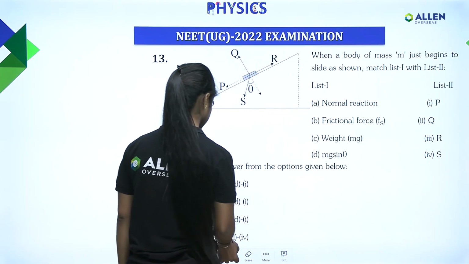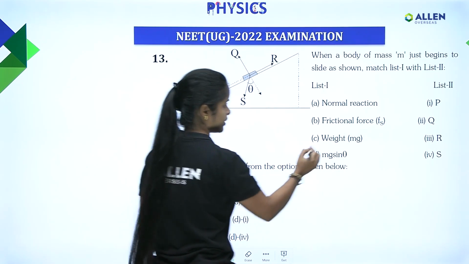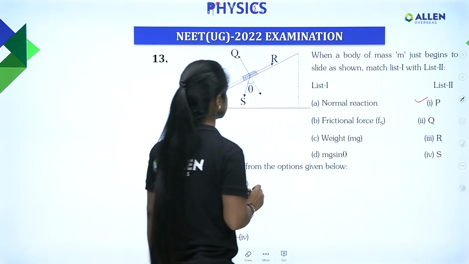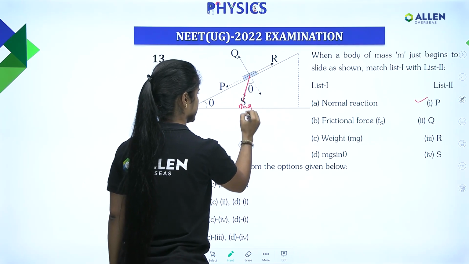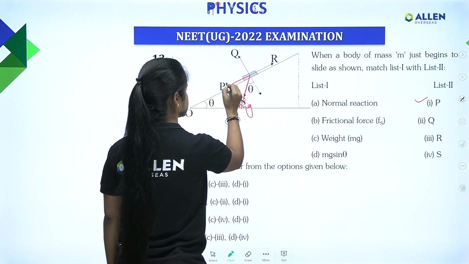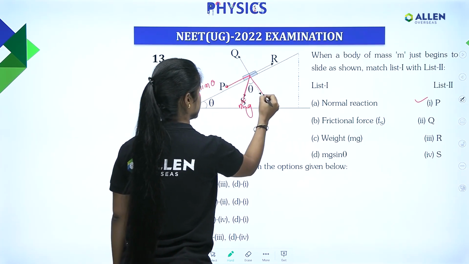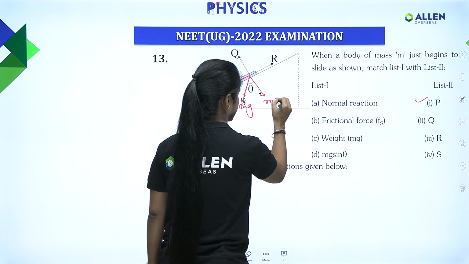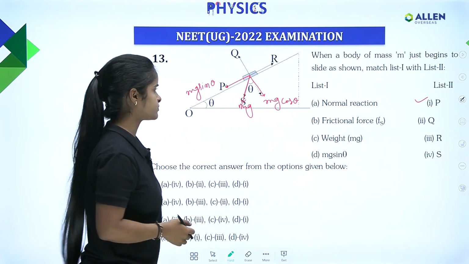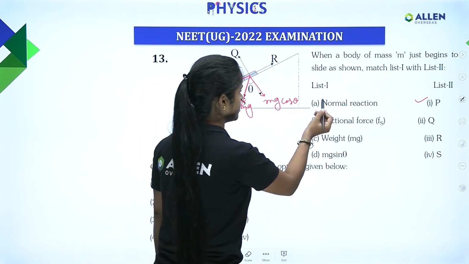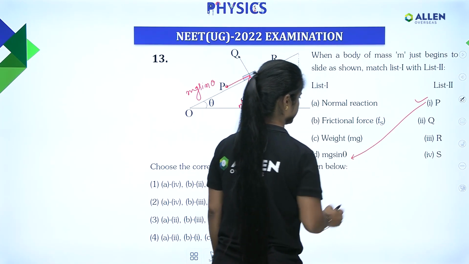So let's start matching. If I take this P first, this S is nothing but the weight, that is equal to mg. So this P is representing mg sine theta. At the same time, this part will be mg cos theta. You have already studied in our class, right? So from here, P is nothing but mg sine theta.